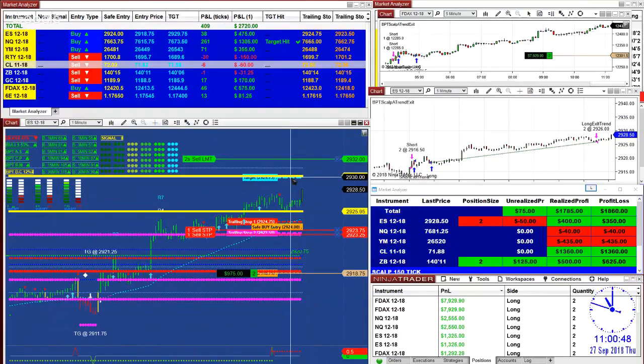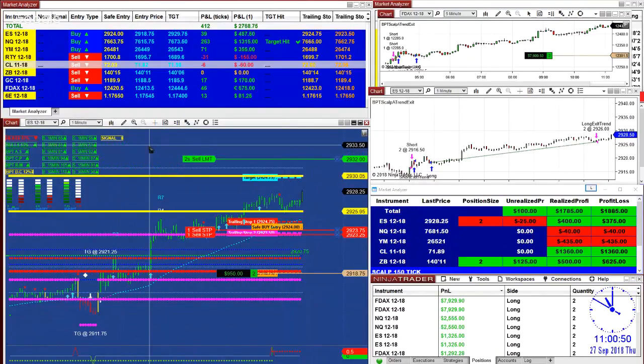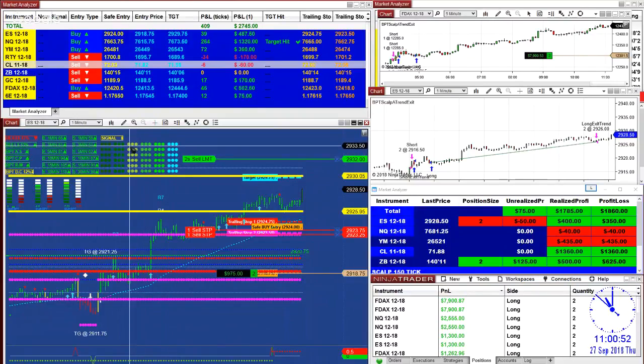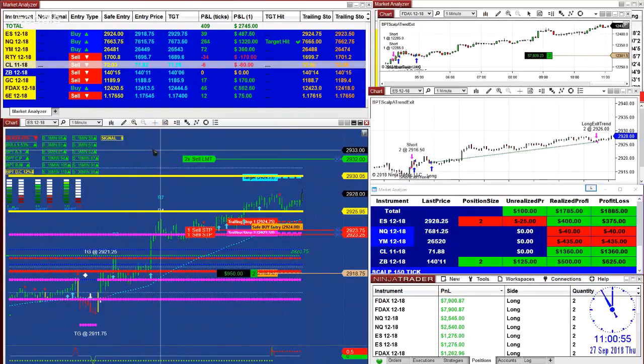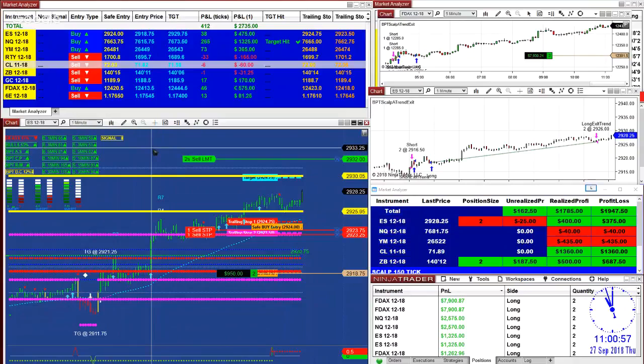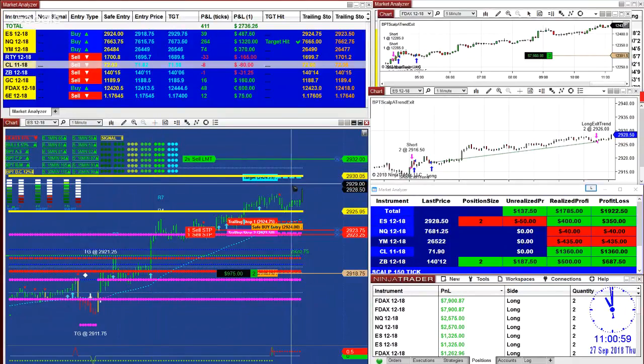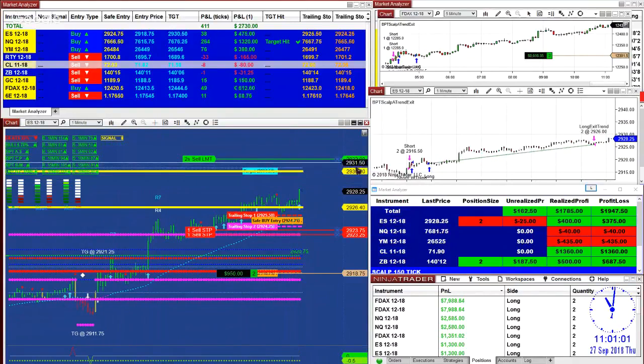Oh boy, there is a lot of buyers. When you see this one blinking, that means there is a lot of buyers coming in. But there is nothing you can do to enter the market here. It's too late, guys. But it seems like we're going to nail the target.